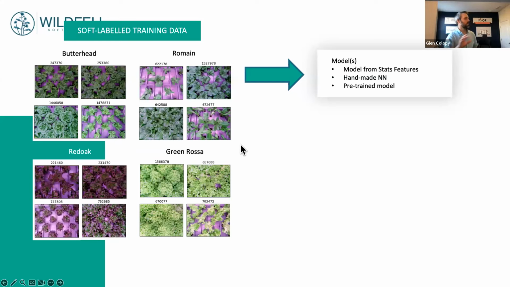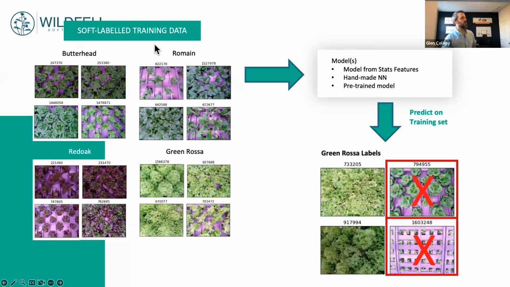Here we are doing soft labeling on the training data. The idea is that we might have these labels right here, and these are labels that might come from grow operations. Then we can choose a model of your choice, whether that's a hand-designed neural network, a pre-trained model, or basic statistical features. You can train the model and get it to re-predict on the training set. Labels from the training set that do not agree with the model's predictions are probably false labels, or at least outliers of some sort.